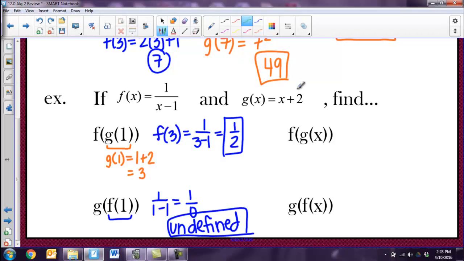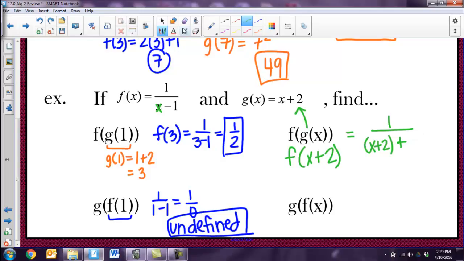Now if they put a variable in here, all that's meaning is that you're going to plug in x or whatever the variable is wherever you see the x in the first equation. So my g of x is x plus 2. So I'm really going to find f of x plus 2. So wherever I see that x in my equation, I'm going to plug in that whole expression. So I'm going to have 1 over, and instead of putting in x, I'm going to put in x plus 2, or that other function value.